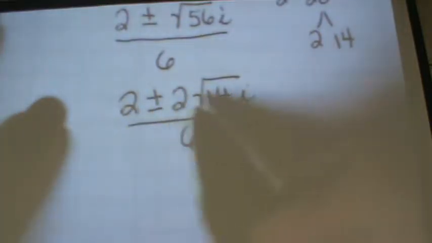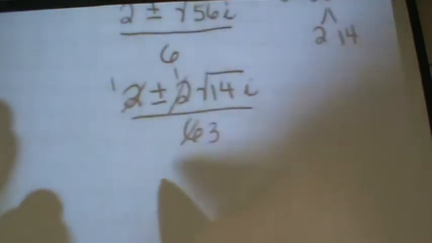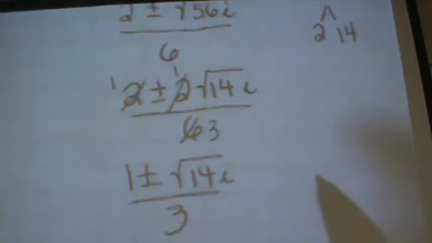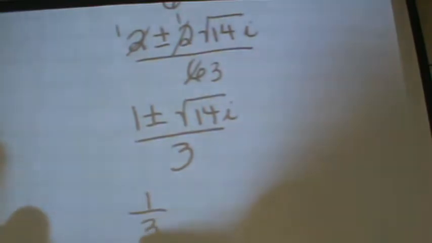Now you could pull a 2 out of these. So you're left with 1 plus or minus 1 root 14i over 3. So if you cancel these 2's, put 1's in place, and this is a 3, you have 1 plus or minus root 14i over 3. Now you could break this up as 1/3 plus or minus root 14 over 3i. And that's in standard form.